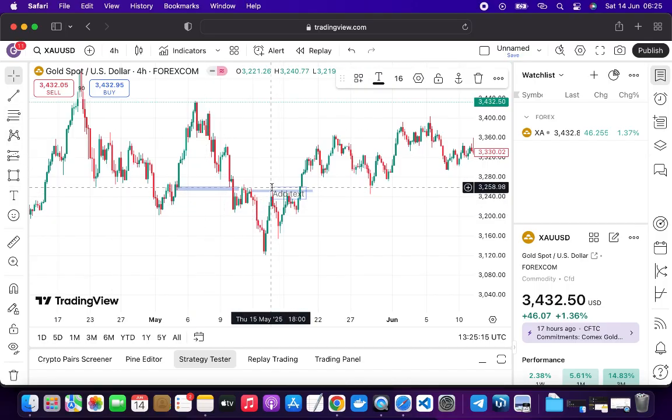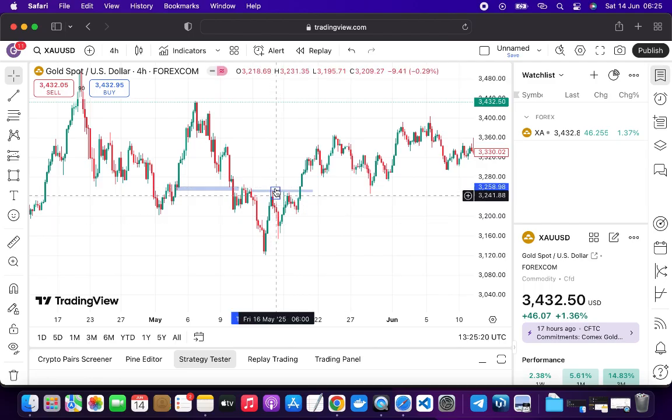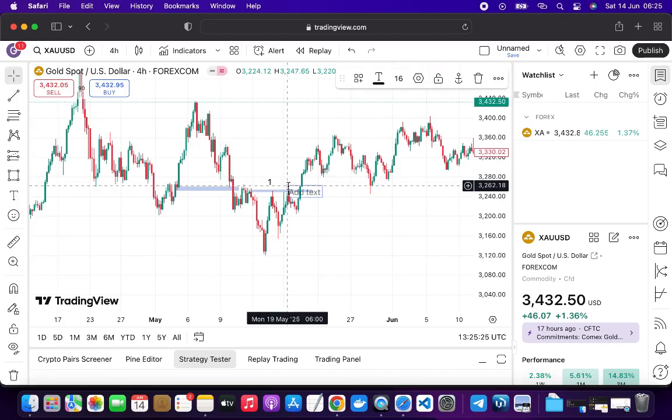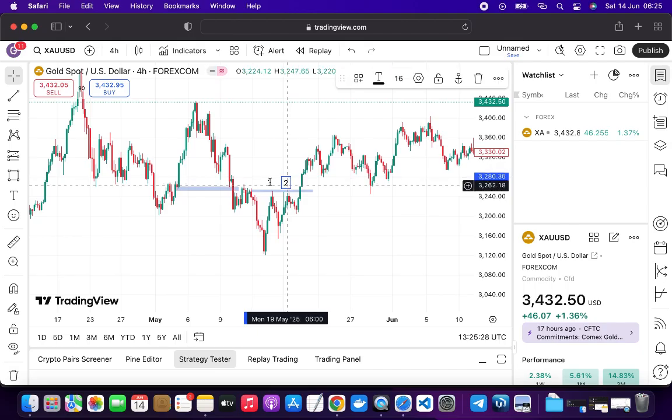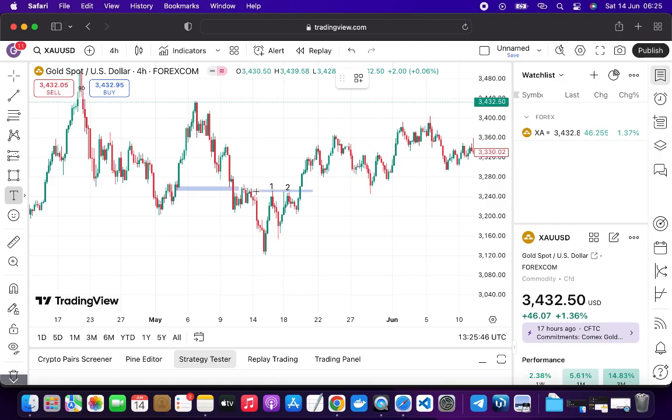So this is the first test of the resistance. This is the first test. This is the second test. I'm sure you all can see this from my screen. So this is the first test, the second test, and yes, once I see this, I'm ready to execute. So after I see 2 reversals from this decision zone, I wait for the break, which is the third touch.